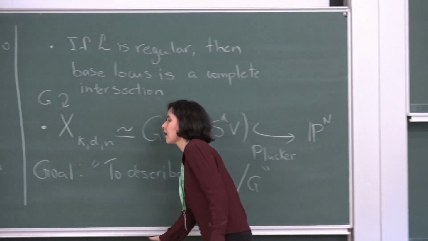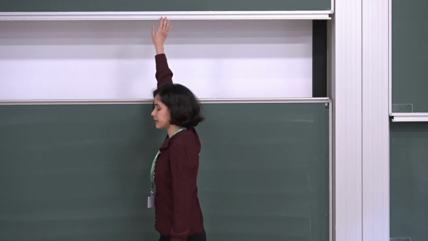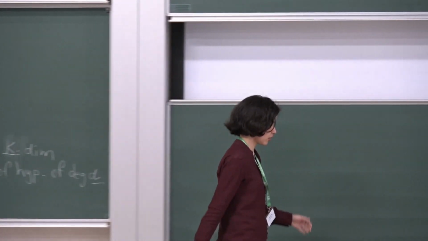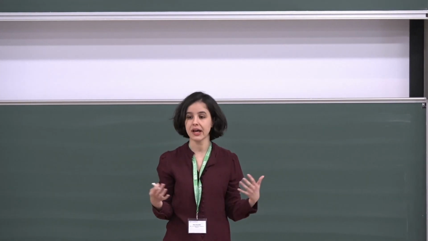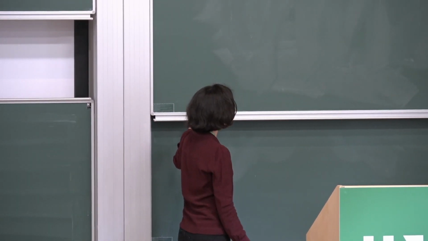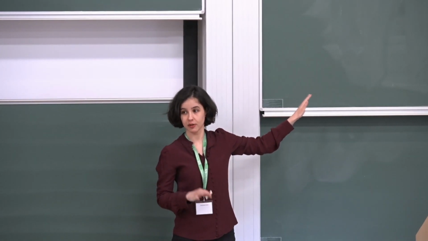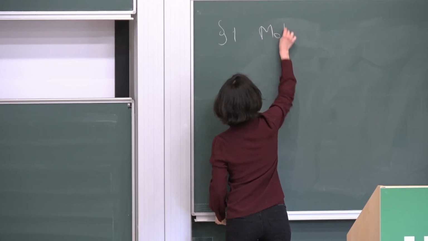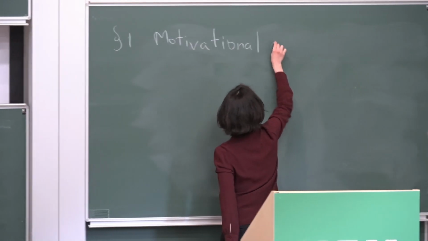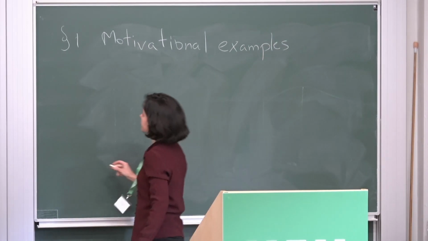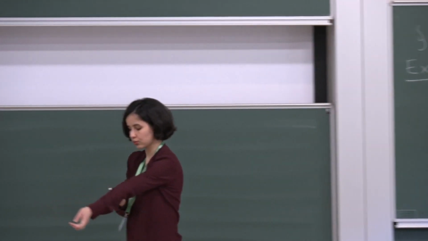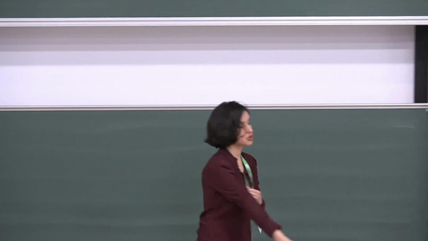So this is the general problem that we are interested in, and towards the end of my talk, I will tell you what is the criterion that we obtain. But now I want to focus on particular instances of this problem that, as I said in the beginning, have some interesting geometry. I'm not a very tall person, so if you cannot see on this board, please let me know. Let's call this paragraph 1, motivational examples. And example 1 is the following. I would like to take a look at a very classical construction.